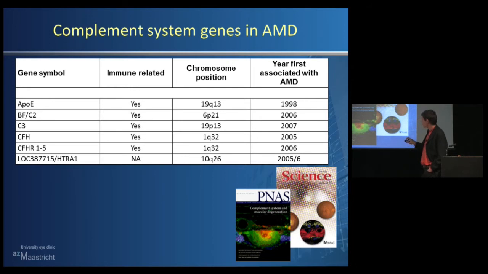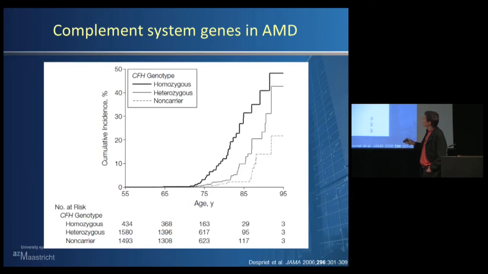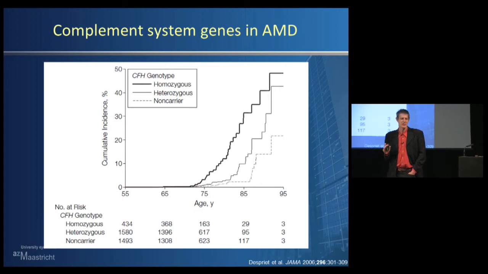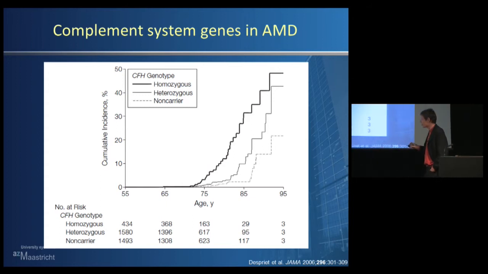For instance, if you look at CFH, these are the results from a Dutch group from the Rotterdam study. If you compare non-carriers to heterozygous and homozygous carriers, you see that you would rather be in this group than in this group for your risk of having AMD. When I started in this field in 1992, I was told AMD was 20% genetic. That went on until 2005. Then this came out, and now we think it's maybe more than 80%. So it was really a paradigm shift as far as I'm concerned.